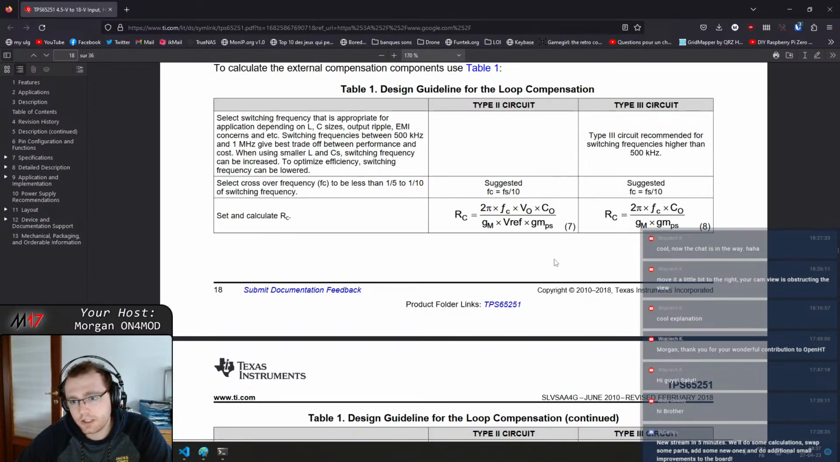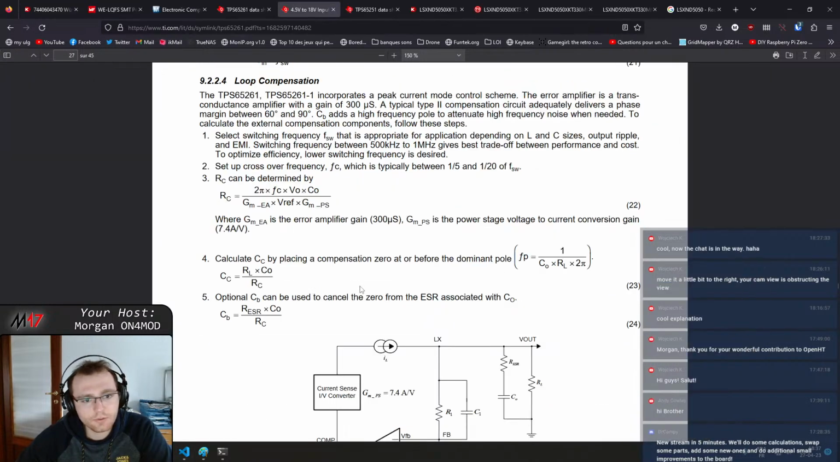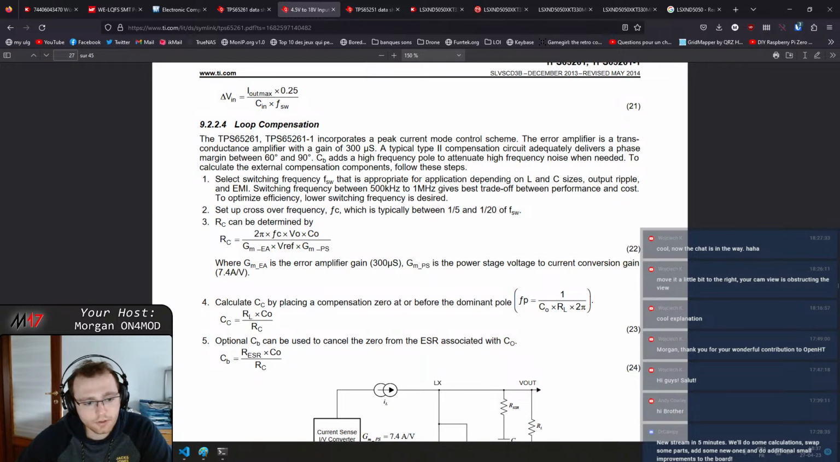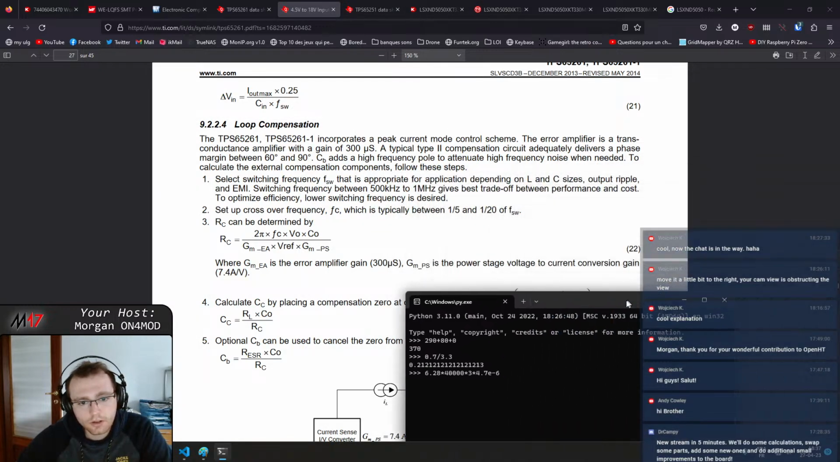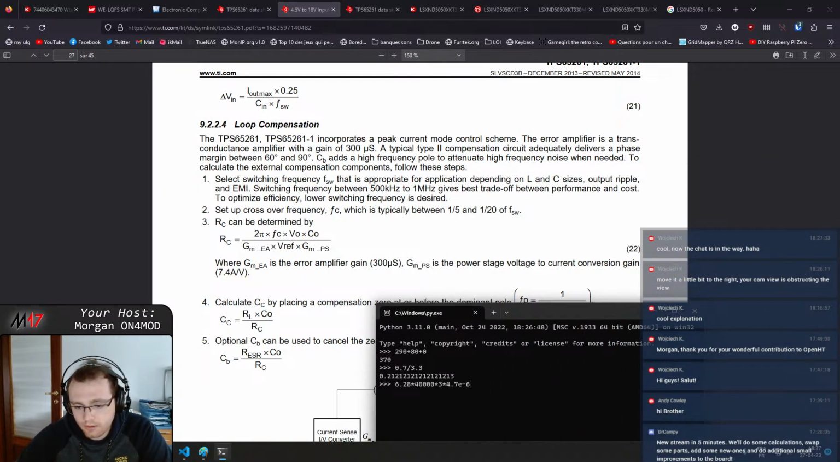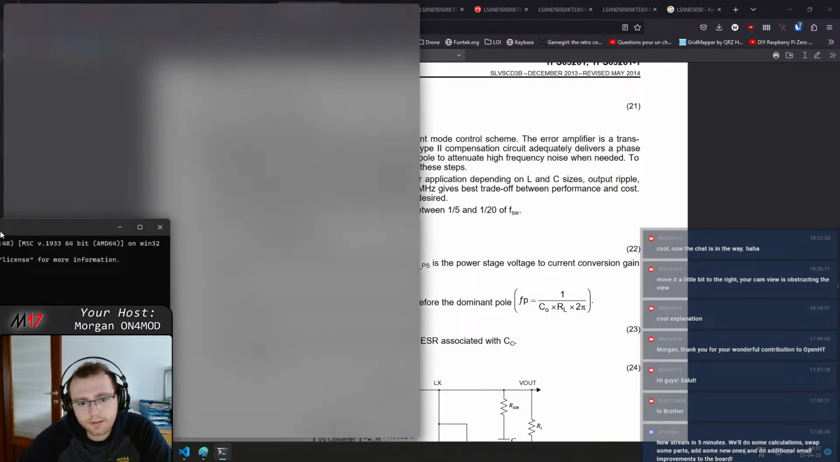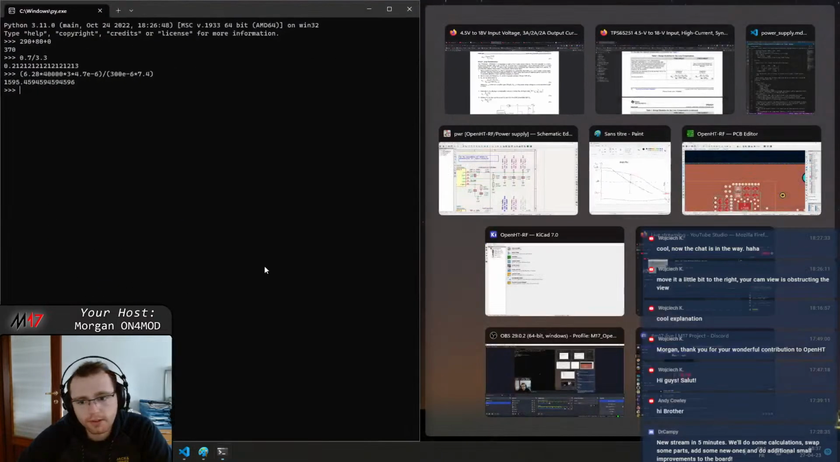And then divided by GM times GM, and then we are gonna have to go in this datasheet to have a look again at what our GM are. So there is one which is, parenthesis, 300 microsiemens, and then 7.4 amps per volt. We have 1600 ohms basically.